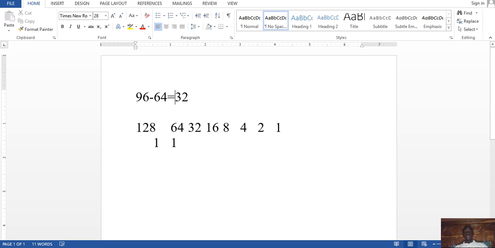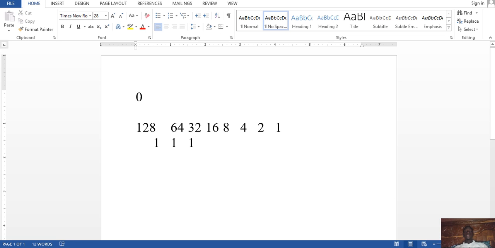Now we are left with 32. The next value from the left is 32. So we say, can 32 be subtracted from 32? Yes, 32 can be subtracted from 32, but what are we left with? 0. But still we have to subtract. So when we subtract it, can it be subtracted? Yes. Now the value left is 0.